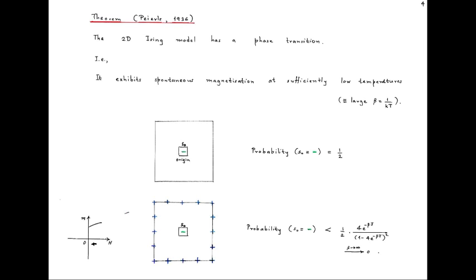Okay, so what is Peierls' theorem from 1936? He proved that the 2D Ising model exhibits a phase transition. In other words, it exhibits spontaneous magnetization at sufficiently low temperatures. And low temperature means a large beta. So let's keep that in mind. And what we are doing is we are taking the H to zero. So let's imagine that we are taking this to zero through positive values. And then we expect to see a magnetization if the temperature is low enough.